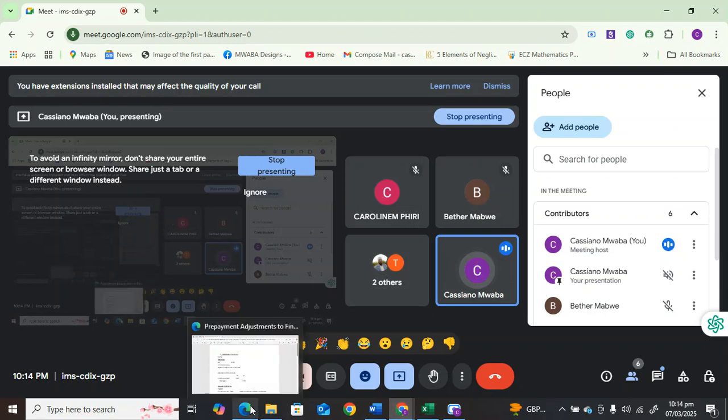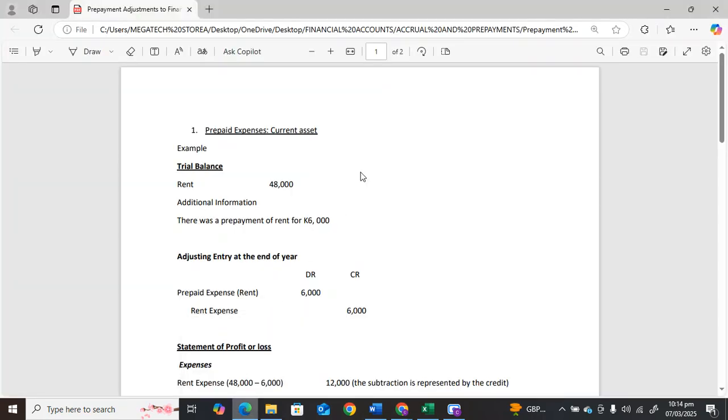So prepayments, when you make a payment in advance, prepaid expenses are treated as a current asset. Because you've paid in advance and it's not used up, it's still part of your money, until the elapsed period passes, that money is used, and then this current asset gets used up.